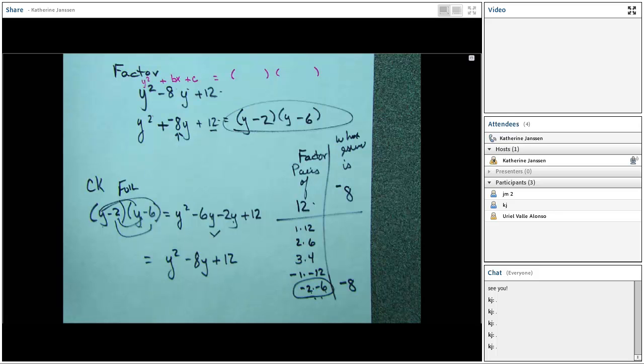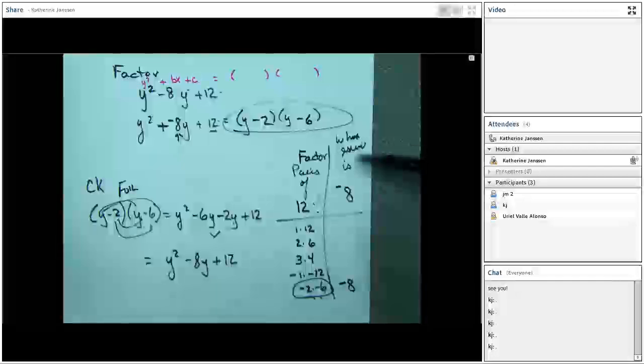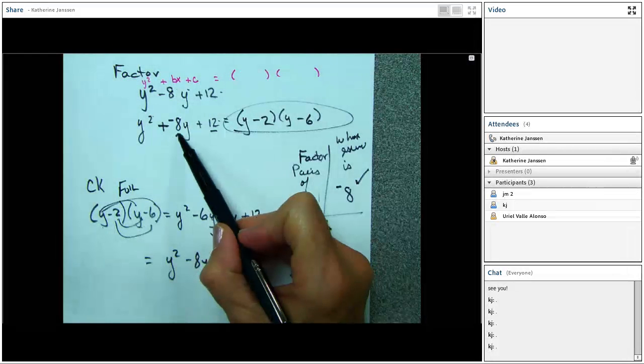Factoring a special polynomial of the form x squared plus bx plus c. We expect that we can factor it as a product of two binomials. Think about FOIL: first, outer, inner, last. We look for factor pairs of the constant term whose factor pair sum is the coefficient on the middle term.